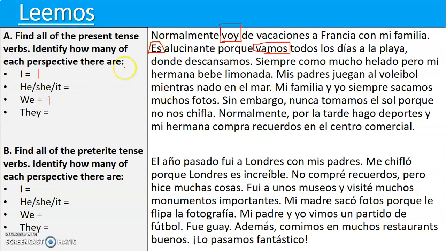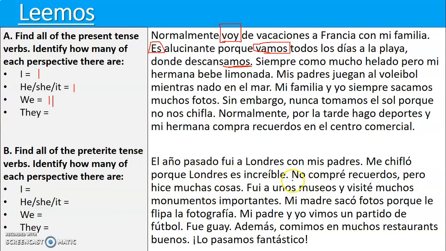An es, not forgetting that means it is, so that's a verb. Tally there. Then if we go up to the full stop, donde descansamos, so where, and again it ends in an amos, where we relax. So that's another one for we. And if we do some here as well together, this is the same thing, we're just finding the verbs in the past tense.